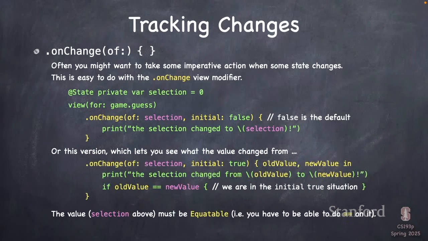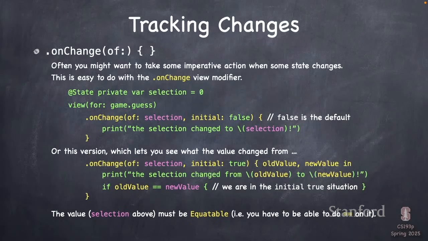And there's another cool version of onChange(of:), which has two arguments to its closure, the old value and the new value. Because in the top one, you're only seeing the new value. onChange just told you, yes, it changed. So now you're looking at the new value. But you can actually see the old value as well if you do the two arguments, old value, new value.